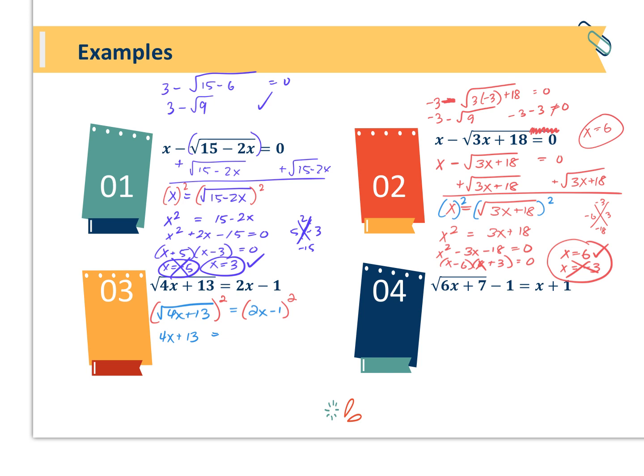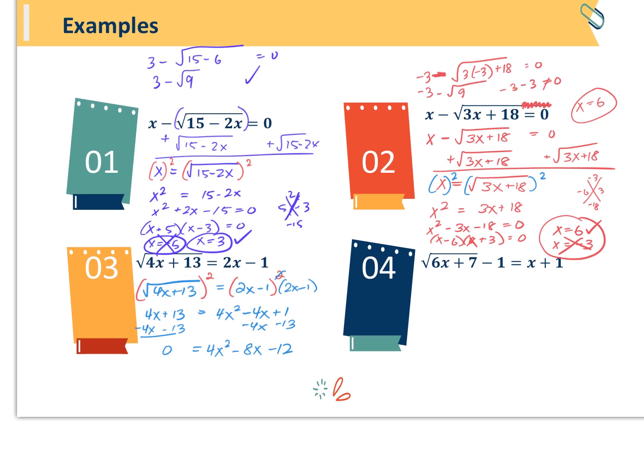On the right, I'm going to have to multiply 2x minus 1 by itself twice, right? So I'm going to have to FOIL this. So when I FOIL it, I'm going to get 4x squared minus 4x plus 1. And so, again, I see it's a quadratic. I'm going to have to set it equal to 0. So I'm going to have to subtract 4x from both sides, and I'm going to have to subtract 13 from both sides. So my left side's going to be 0, and my right side's going to be 4x squared minus 8x minus 12.